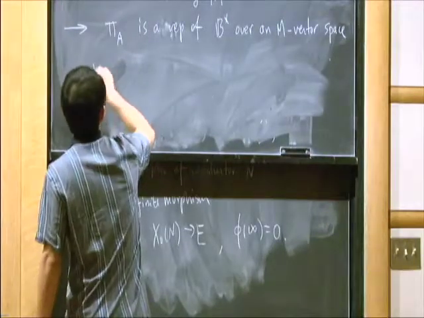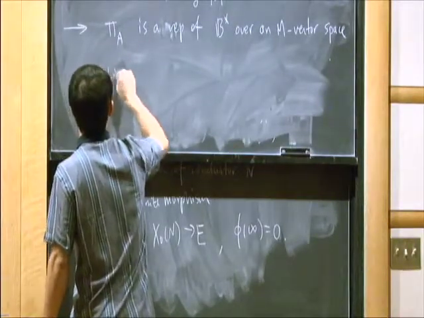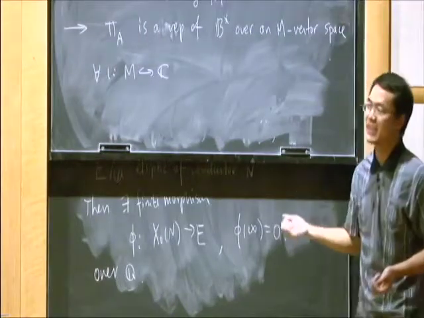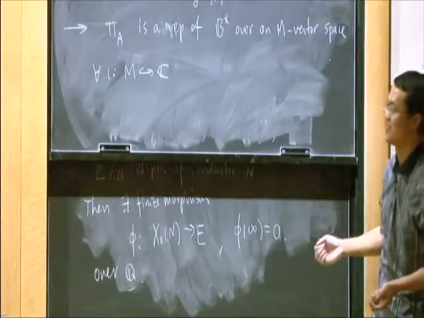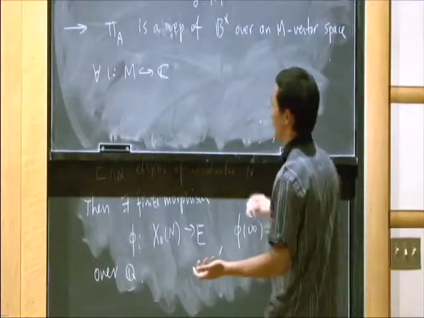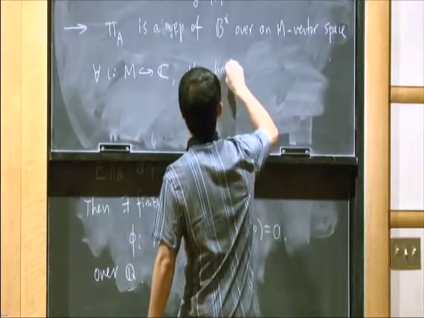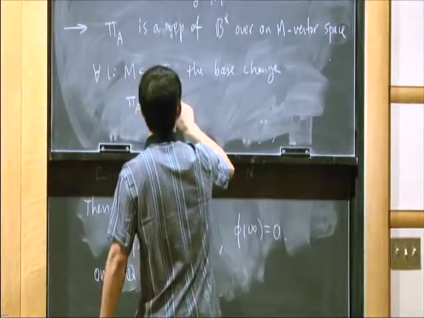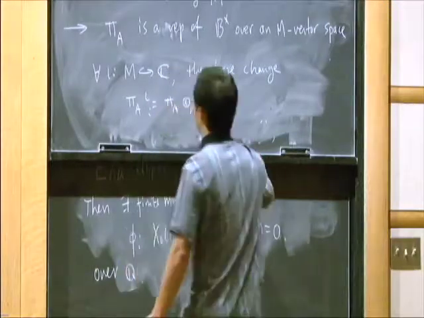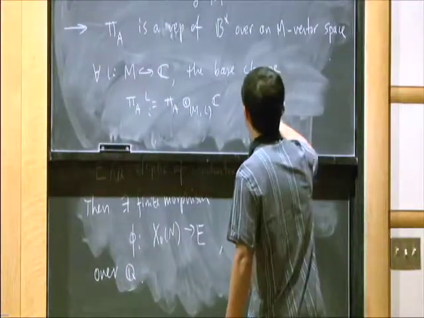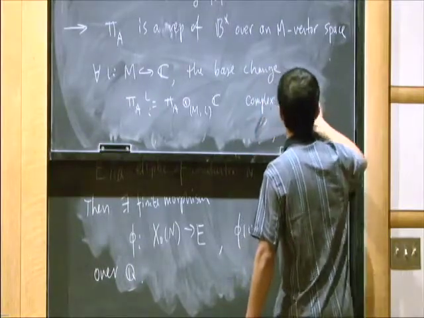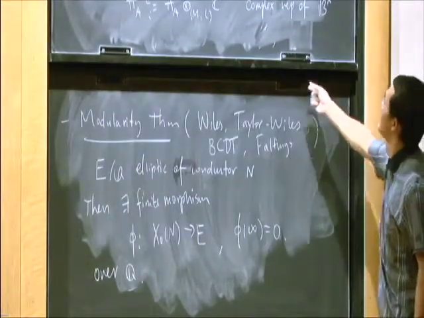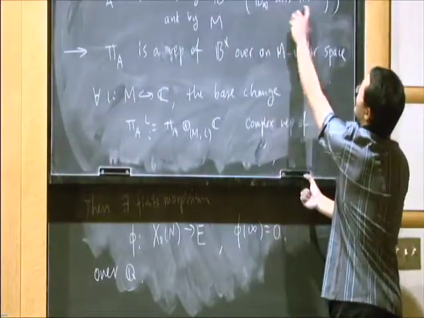So now for any embedding iota from M to C, we use this embedding, then we base change, we get a complex representation. Then that one is close to the automorphic representations we usually talk about. Pi A iota is a complex representation of B cross. Oh, I left the infinite part acting trivially.